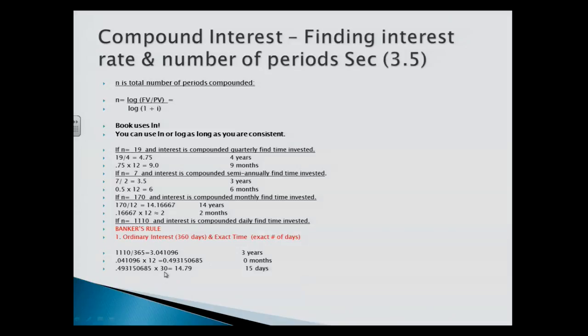We assume 30 days in a month, so I multiply this decimal by 30, and I get 14.79 days. We always round to 15 days. So if N equals 1,110 and is compounded daily, your answer to me has to be in years, months, and days.